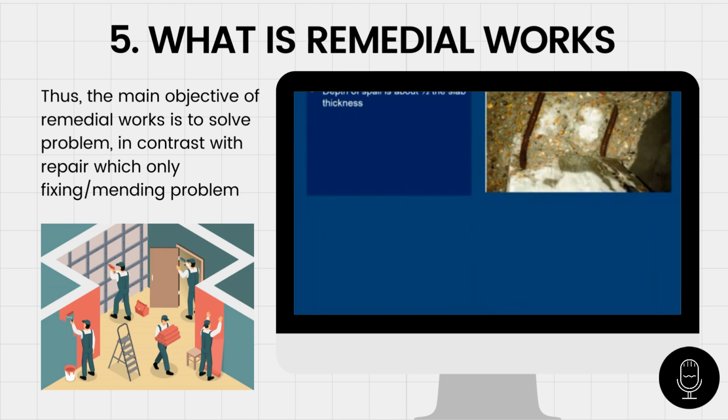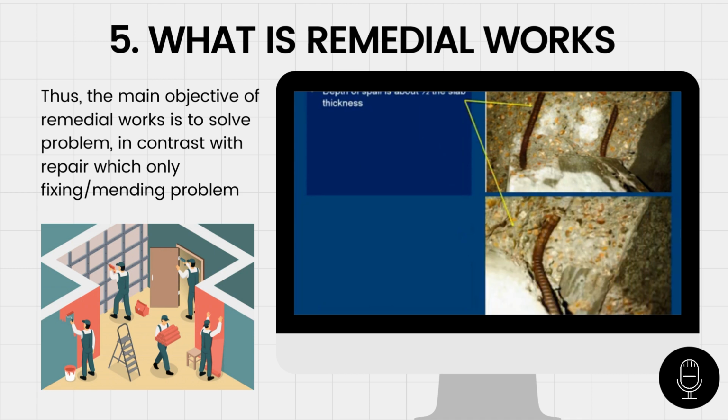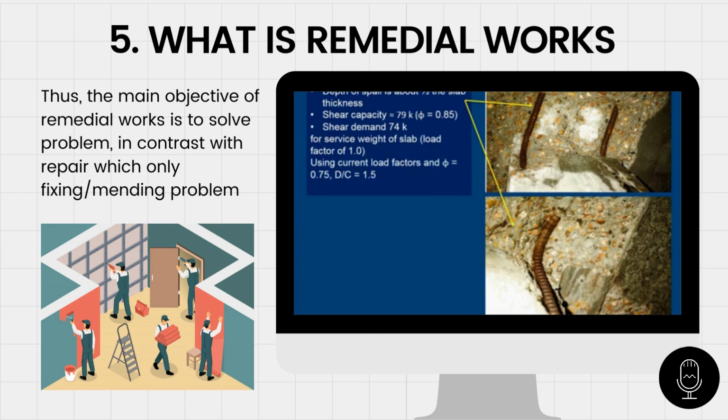Jim's primary concern is the spall at the columns, which is about halfway through the thickness of the slab. Zero capacity is what he calculates with a phi factor of 0.85 because this is 1986, 79 kips, and a shear demand of 74 kips without any load factor. That's just the weight of the slab. If you look at it today using load factors and a phi factor of 0.75, you have a demand capacity ratio of 1.5.